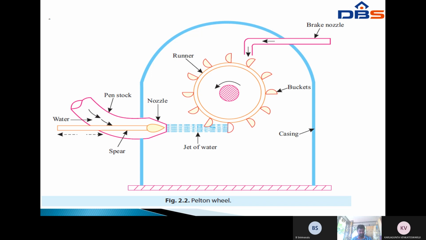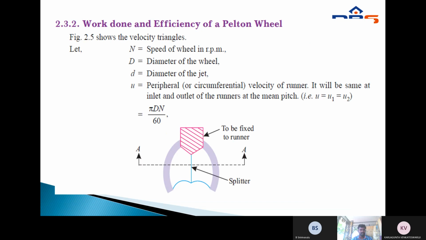Next, the work done and efficiency of a Pelton wheel. As shown in the figure, N is the speed of the wheel.